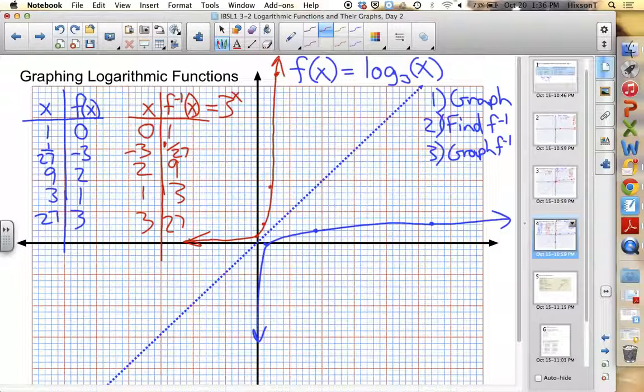Alright, now, in the last 10 minutes here, what I want to do, we've looked a lot at the graph of just the basic logarithm function.